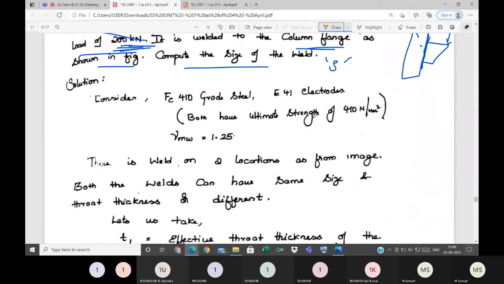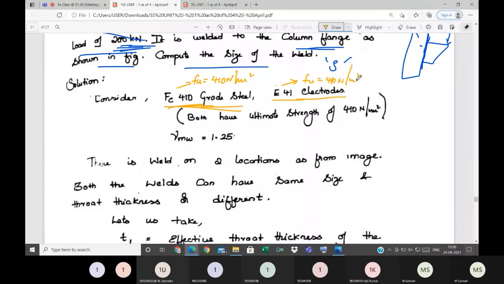So he has not given the grade of steel or the grade of electrodes that he is using. So let me assume that the grade of steel, for both the column and the bracket joist, whichever we are using, is Fe410 grade steel. Therefore the ultimate strength would be 410 newton per mm square. Now an E41 electrode is used to weld, and of course you know what E41 is. E41 is the electrode whose ultimate strength is 410 newton per mm square.